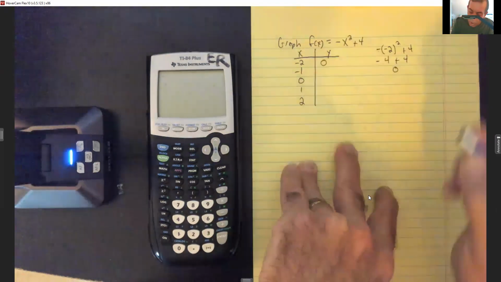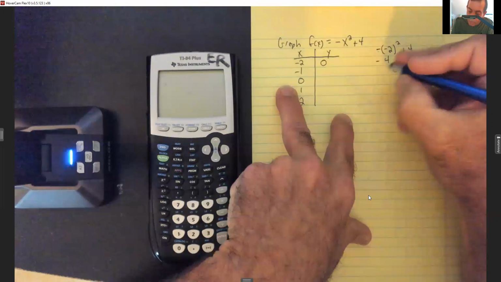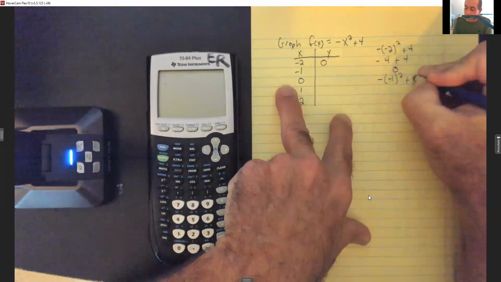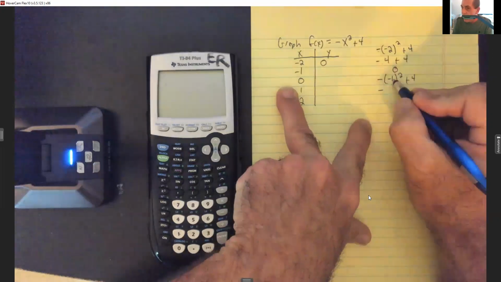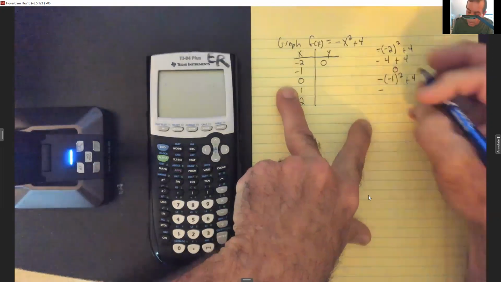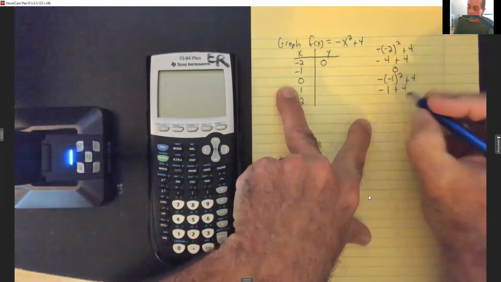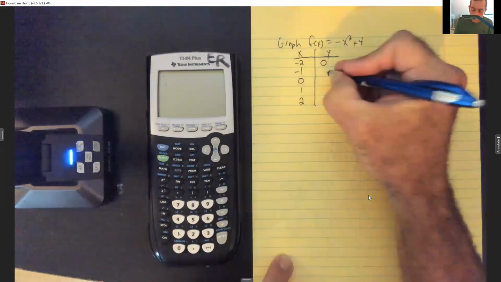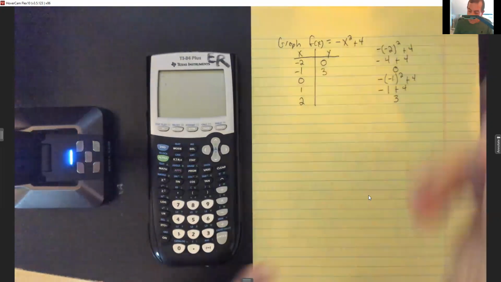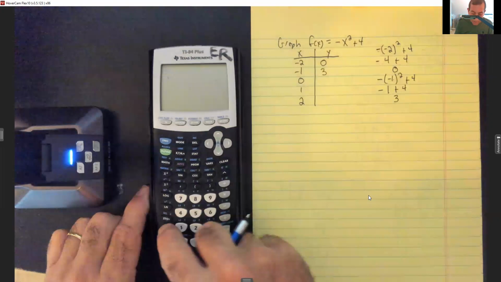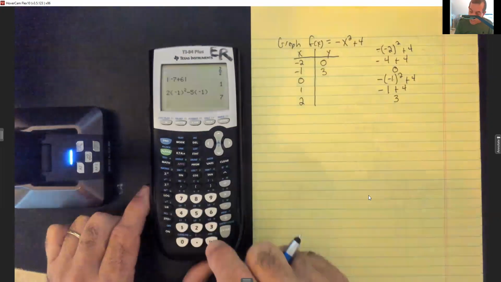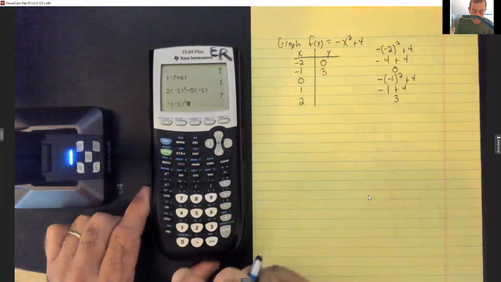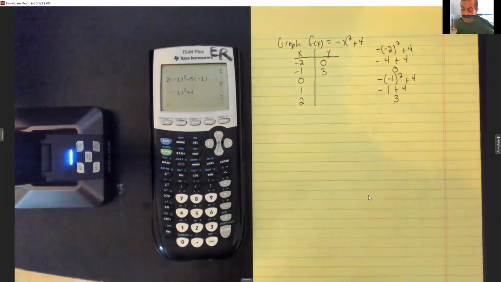Then we'll put in -1. We got -1 squared plus 4. So bring down that negative. -1 squared is 1. And then plus 4. And then -1 plus 4 is 3. So watch, you can do these on the calculator. So just remember, put that first negative in, then put in your -1, square that, and then add that 4. And that'll spit out a 3 really quick.